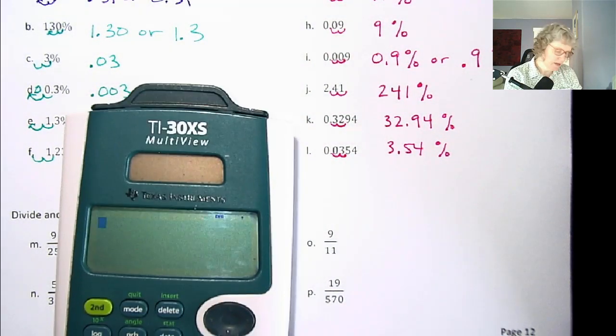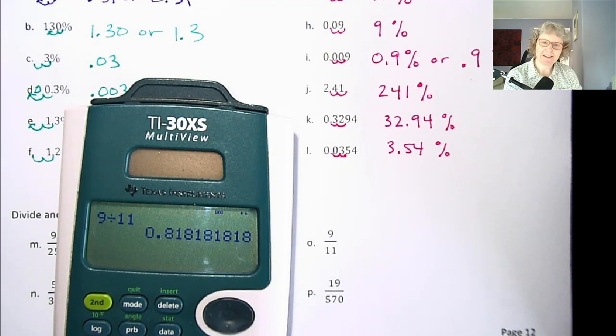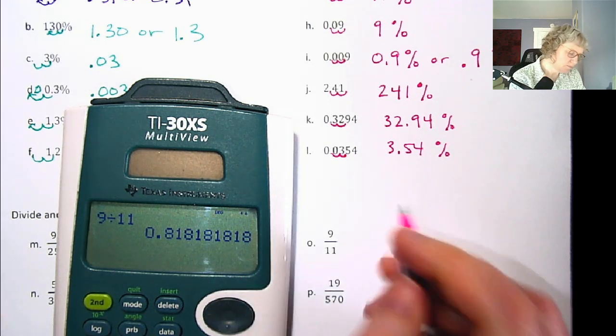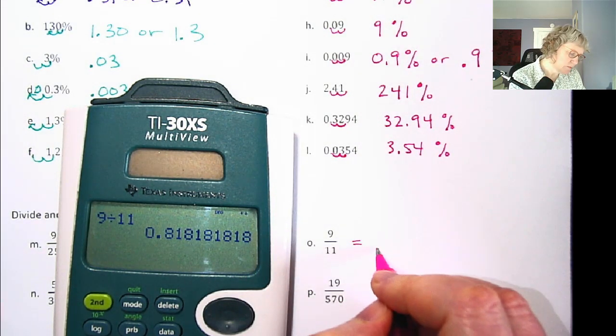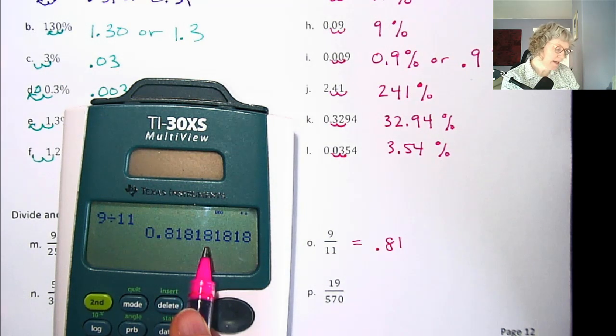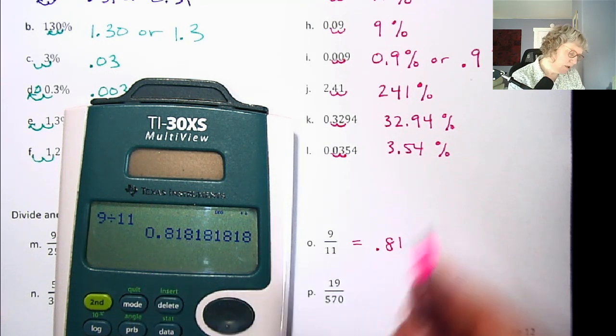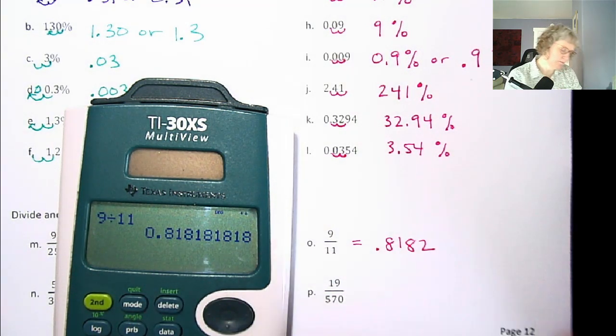Next one is 9 out of 11. You might be familiar with dividing by 11s. They get these cool repeating patterns. This is 81, 81, 81, 81, but how do we round it? So 0.8181, then there's an 8. That 8 is 5 or higher, so it's going to round that one up to a 2. So 0.8182.